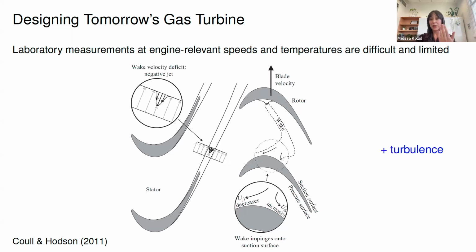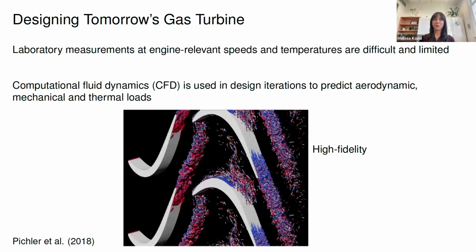And on top of this is just a geometry picture of the main features. On top of this, the flow is turbulent because it's moving at high speeds. And so if we do a high fidelity numerical simulation of this, it looks more like this. So we can see a very complicated fluid flow. These are contours of turbulent structures inside. And so we can use computational fluid dynamics, or CFD, as used in design iterations to predict these. Mainly I'm interested in aerodynamic loads, but you can also use it for mechanical and thermal loads.